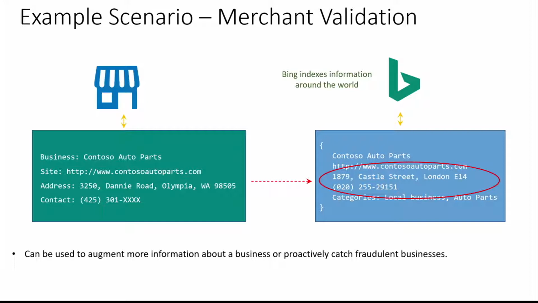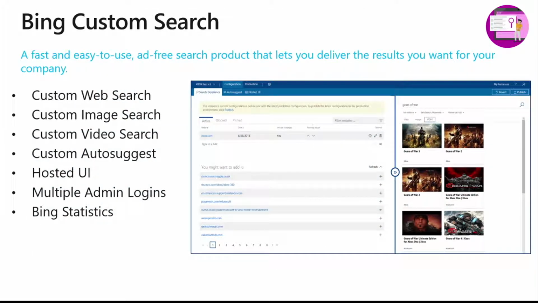Then you can also use it to augment more information. Let's say a company came to you and just provided their company name. You can find out their address, their phone number, and other details from these APIs. So that covers our vertical APIs.